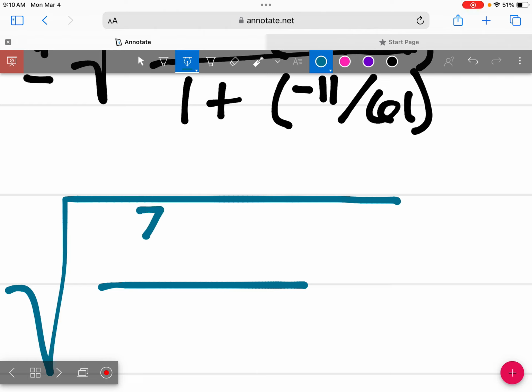$72 over 61. Because we have to get to a common denominator, so it's going to be 61 plus 11. How about our denominator? What's our denominator going to be? Similar vibe, common denominator. Let's simplify.